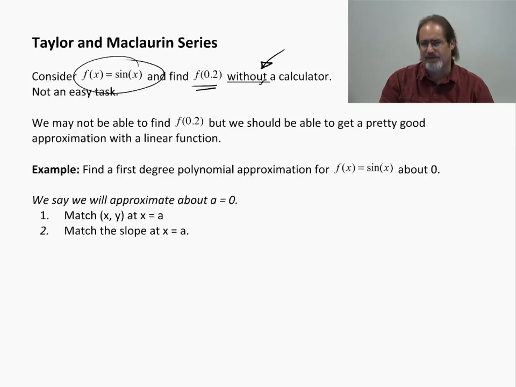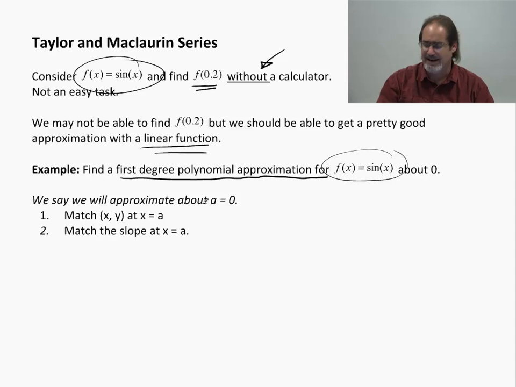Now, I may not be able to find what sine of 0.2 really is, but I should be able to get pretty gosh darn close to the thing. And I want to use a linear function. So I should be able to get pretty close with a linear function. Now, the idea here is I want to find a first degree polynomial approximation for f of x equals sine x about 0. So I want to do this about 0.